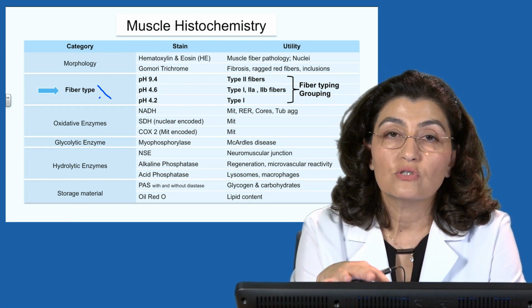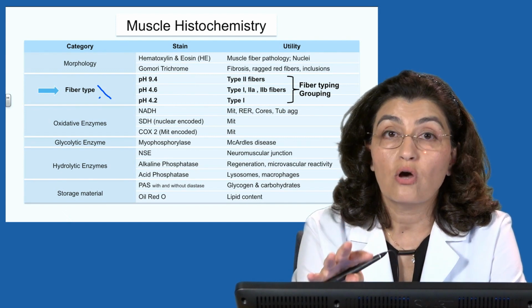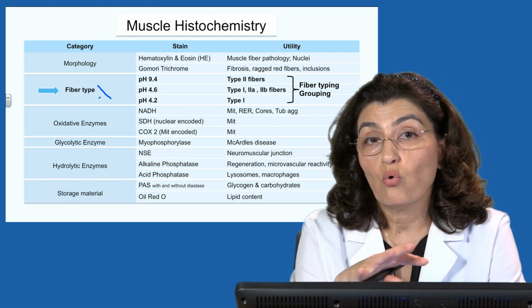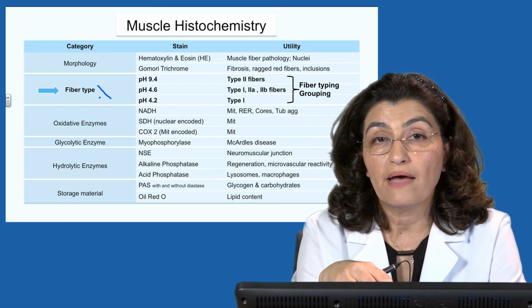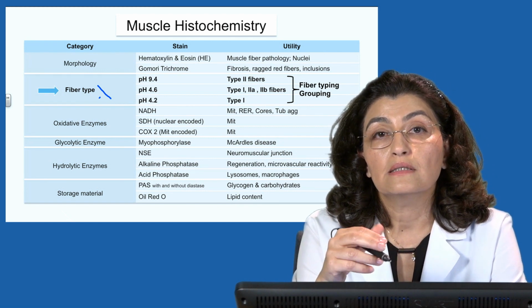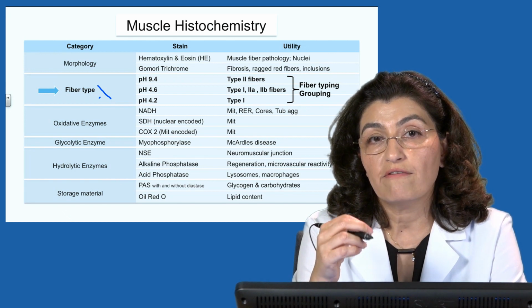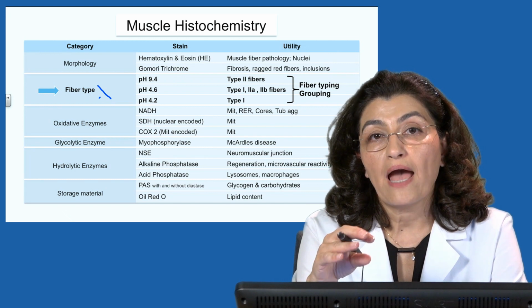All skeletal muscles in the body are composed of type 1 and type 2 fibers. Their distribution is always regular and in a mosaic pattern. And they may not be necessarily the same number in every single muscle. I'm going to explain why, but they have to be there.